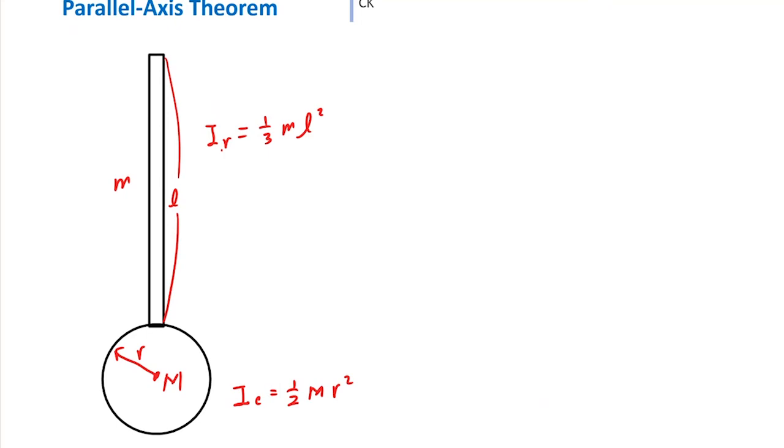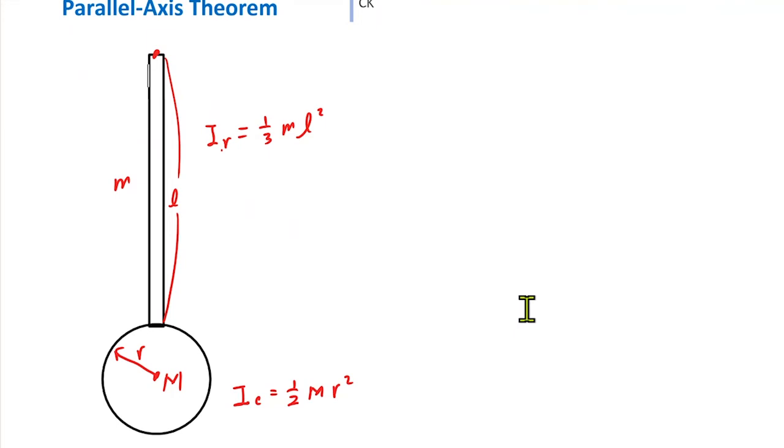Now, the parallel axis theorem states the total moment of inertia from this point, which is the pivot point, has to be, well, this one is easy, just that one. This one, total moment of inertia, is this plus M r squared, and our r happens to be from here to here. Why?